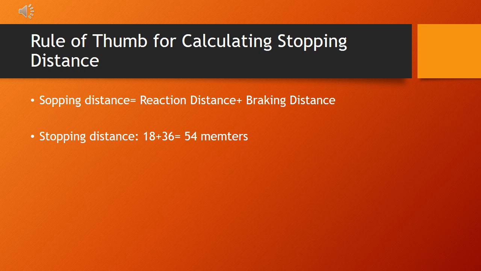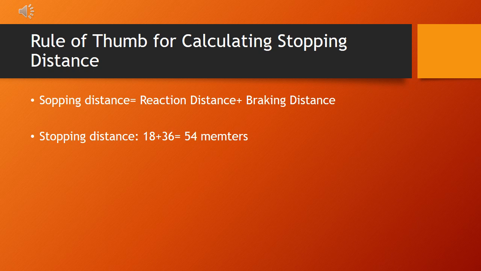Braking distance. Now, you've applied the brakes to stop your car. Assuming your car has good brakes and tires, and the road conditions are favorable, your car may require an additional distance to come to a complete stop. Let's say, in this scenario, the braking distance is 36 meters. Total stopping distance. When you add the reaction distance to the braking distance, you get the total stopping distance. In this case, it would be approximately 54 meters.